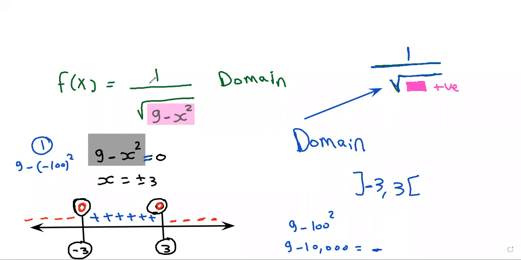Now go to the function again. What is the domain? What do you need? I need all positive values. So all the positive values you need start from negative 3 open and less than 3 open. So this is the domain. Okay, did you get it?